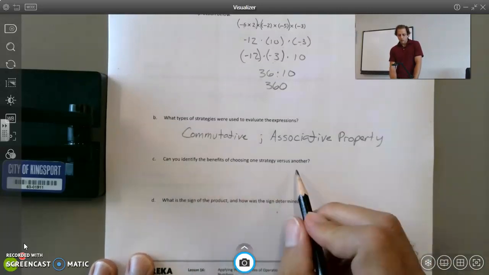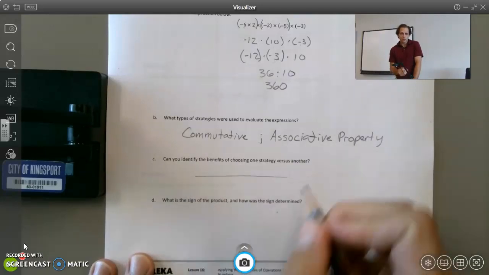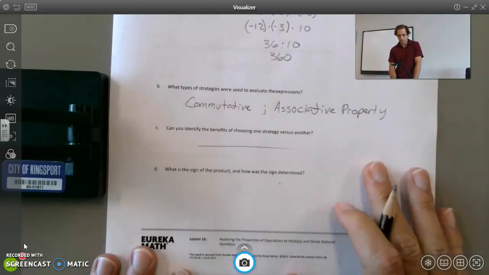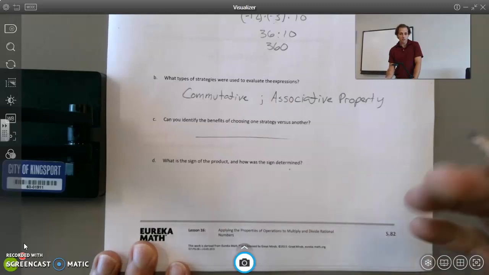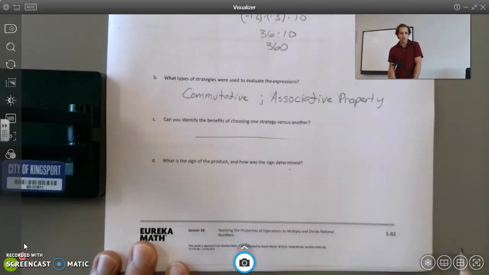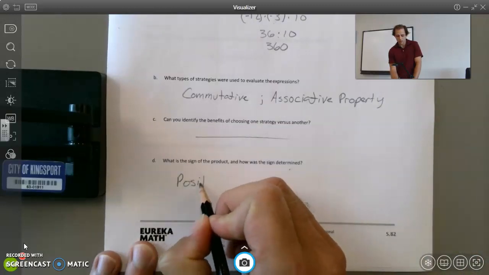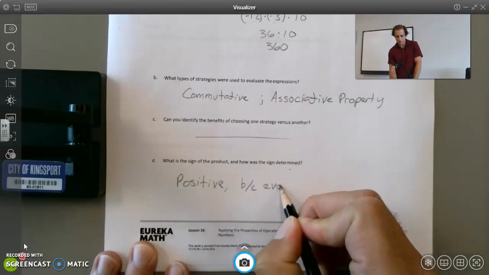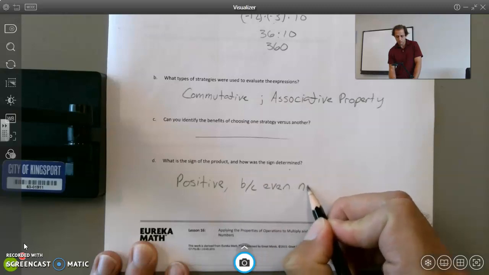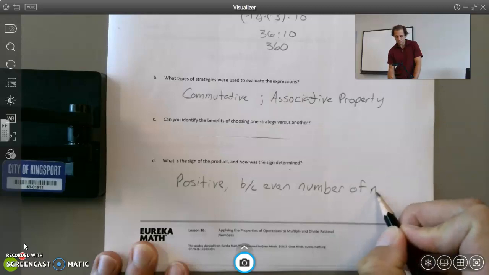Can you identify the benefits? Well, we just did. We could even just leave that blank. We identified them. What is the sign of the product? How was the sign determined? We also did that. Because we had an even number of negatives, that made it positive. So I'm going to say positive because there's an even number of negatives.